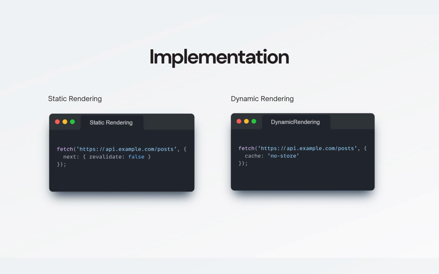This means the content is generated ahead of time and remains the same until we manually update it. Perfect for pages that rarely change. On the right hand side right here, we see dynamic rendering.